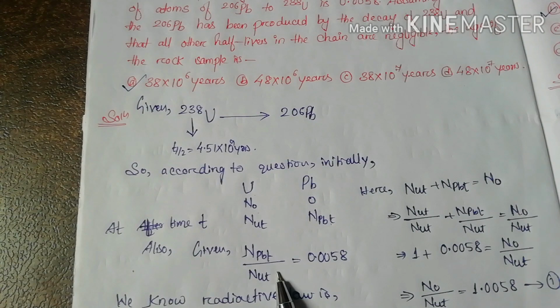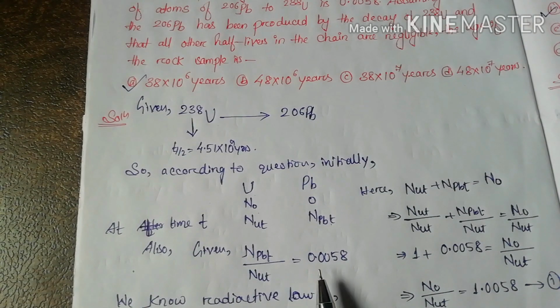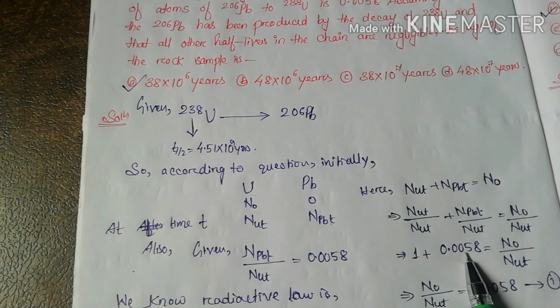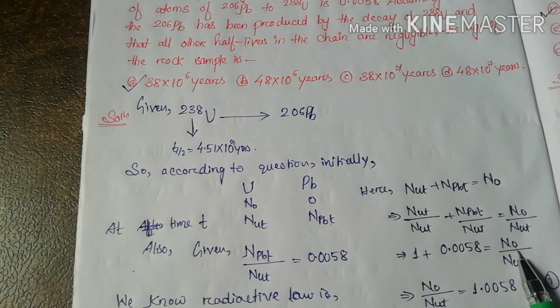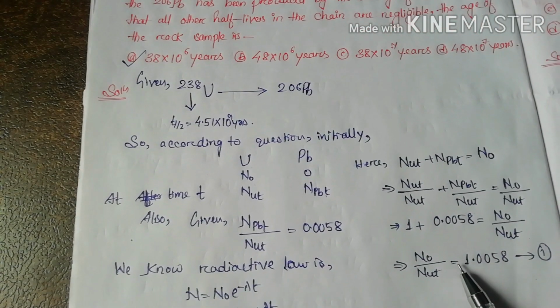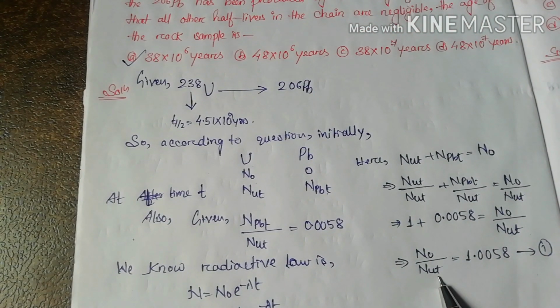Because in the question it was said that the rock sample analysis shows the ratio of the number of atoms of lead-206 to uranium-238 is 0.0058. This is the ratio of the number of atoms of lead to the number of atoms of uranium after a time t. I have used this value here, and this gives N0 by N_U(t). So finally we have N0 by N_U(t) equal to 1.0058.